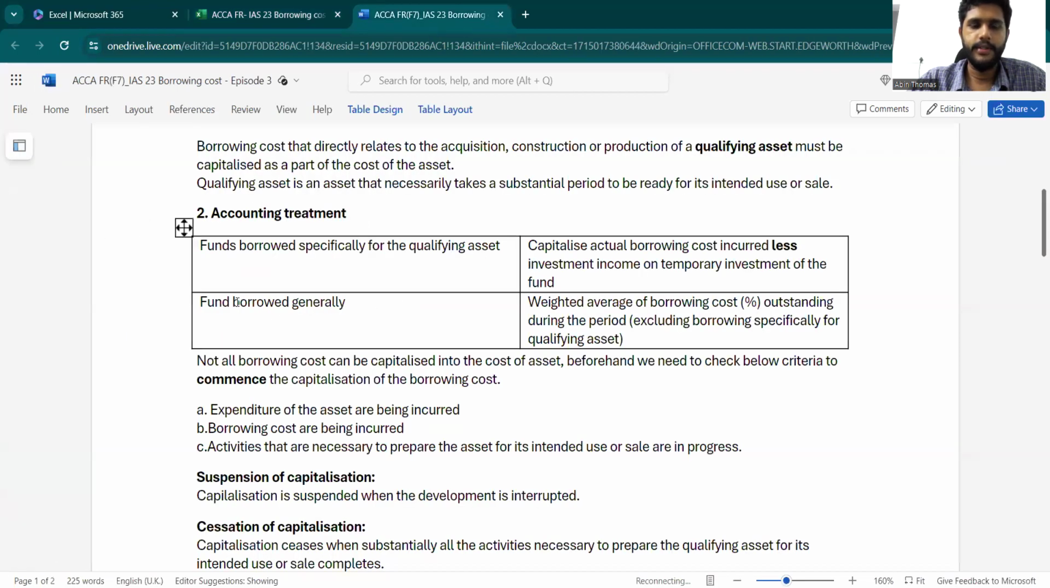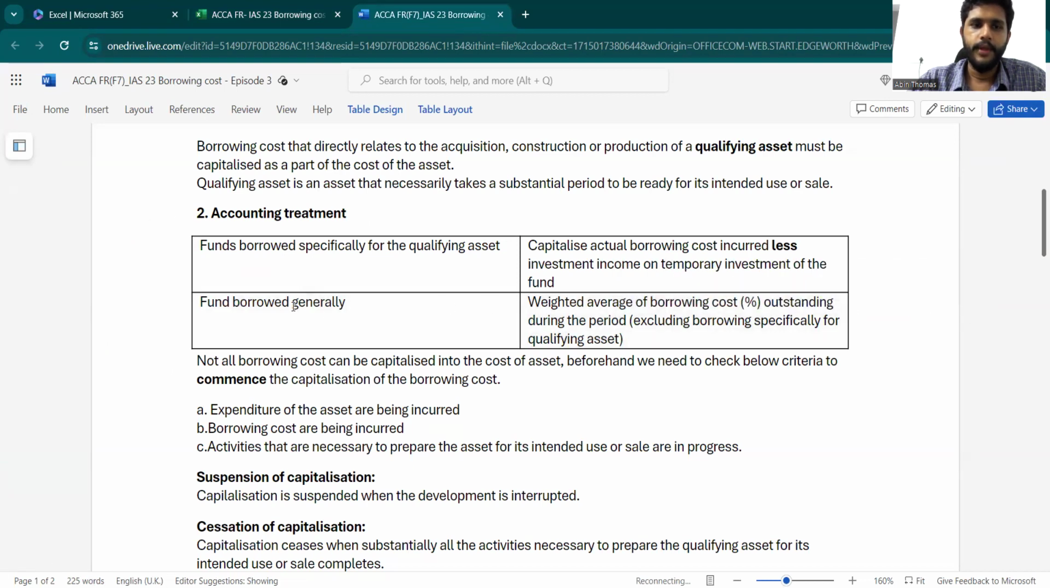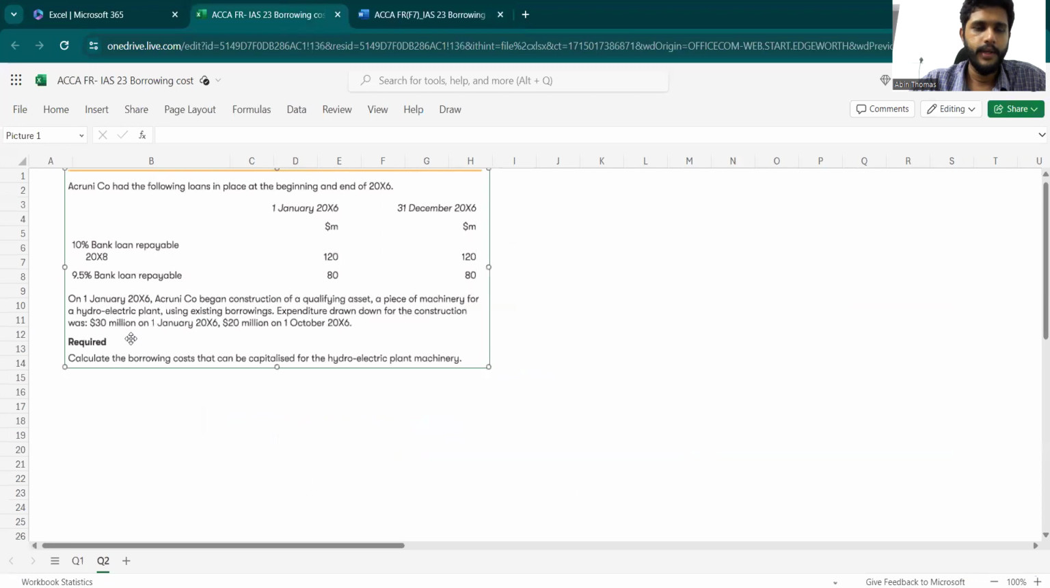So weighted average is the second option. So what is the standard saying? When the fund is borrowed generally and we use it for a specific qualifying asset, what should we do? We need to calculate the weighted average borrowing cost percentage outstanding during the period, excluding the borrowing cost that has been taken for the specific qualifying asset. So we need to consider only the general borrowings. So we can read out the question first.